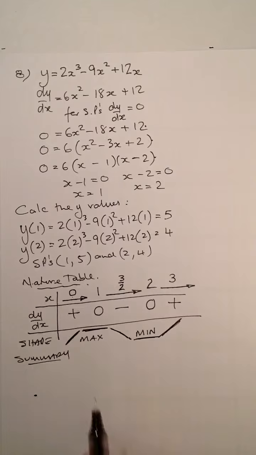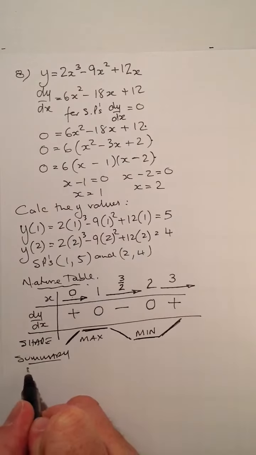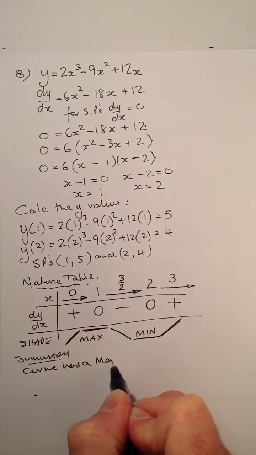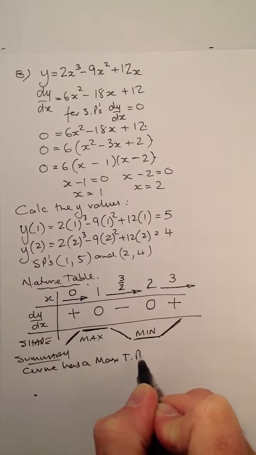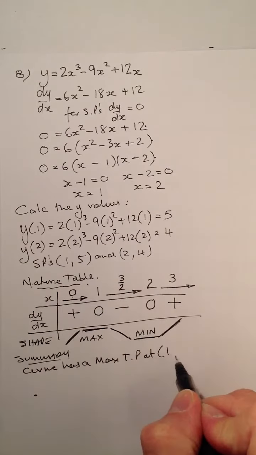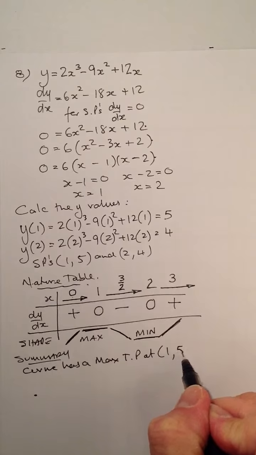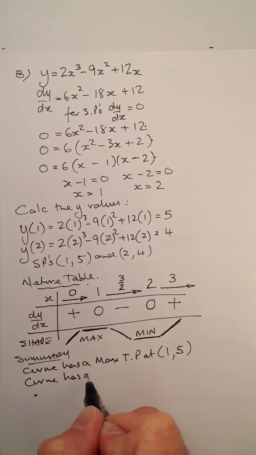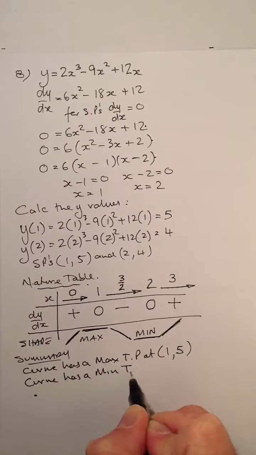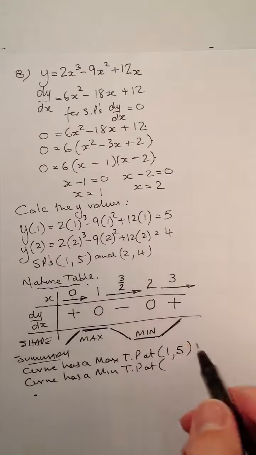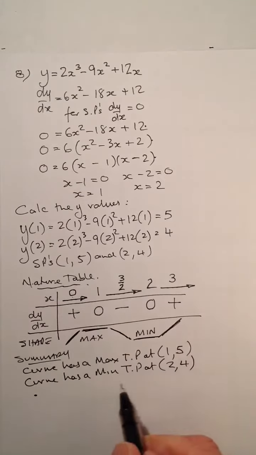So in summary, what I can say is that the curve has a maximum turning point at, and be careful, the point is 1, 5. And the curve has a minimum turning point at 2, 4. Okay? And that's my answer for that one.